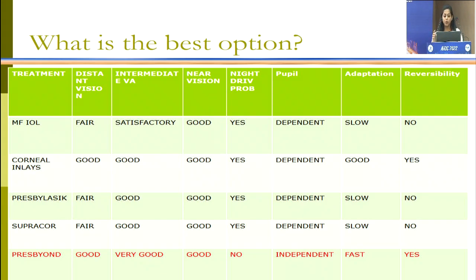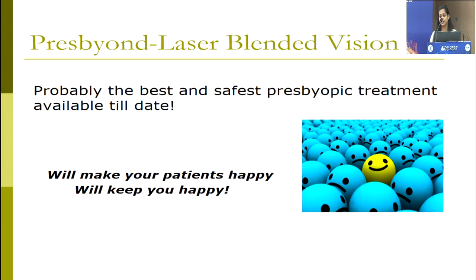So summing up all, what is the best option? Presbyond has better results in the distant vision, the intermediate vision, the near vision, night vision, pupil adaptation and reversibility. So out of all these, comparing with the MFIOLs, corneal inlays, Presby-LASIK, Supracor, and the Presbyond, Presbyond is the best, and it has an extra edge over all the other treatment modalities.